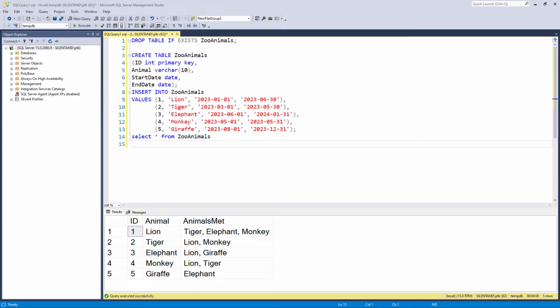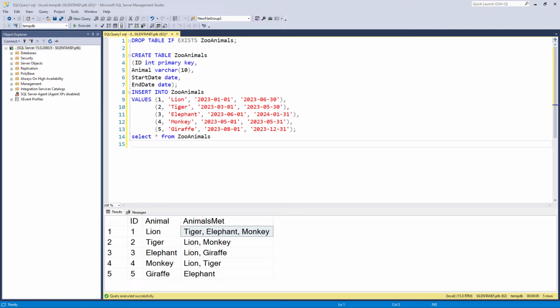Hello, I'm Philip Burton of filecats.co.uk, and what we're going to be doing is having a look at some animals in a zoo. So we have got these five animals: lion, tiger, elephant, monkey, and giraffe. And they are all present at the zoo at different times, mostly in the year 2023. What I want to do is have a list of all of these five animals and which animals they have met. In other words, which animals were there at the zoo for the same time.